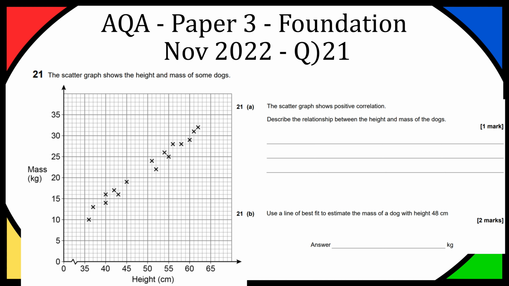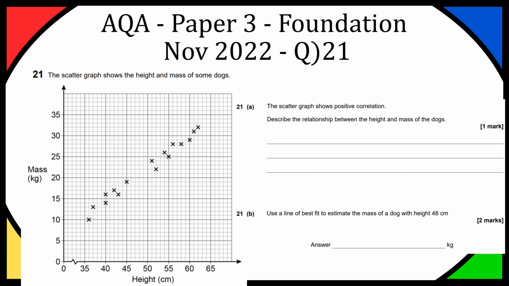So let's look at question 21. It says the scatter graph shows the height and mass of some dogs. On the y-axis, we have the mass in kilograms, so it goes from 0 to roughly 35, or I guess you could say 40 kilograms. And on the bottom, the x-axis, we have the height, and it skips from 0 to 35, so it goes from 35 centimeters to 65 or 70 centimeters.